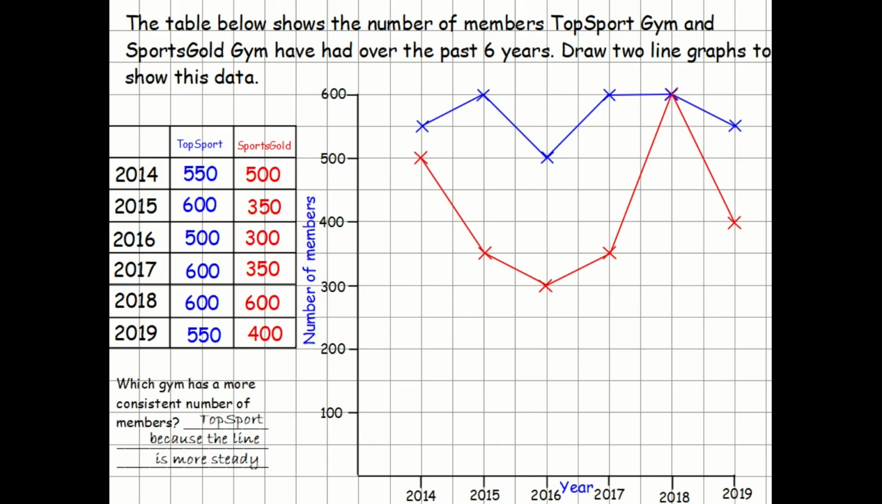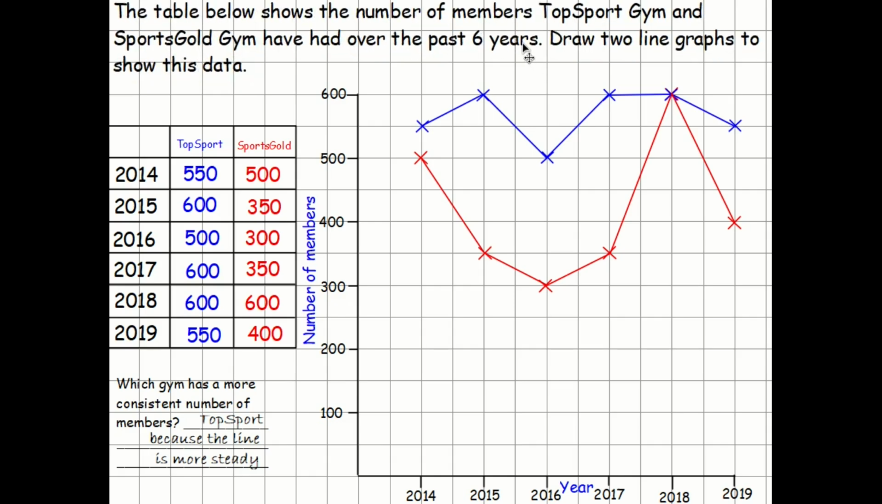So we're nearly done. There's just one more thing that I need to do on this line graph, and that is to give it a title. So I'm going to do that. Move this up a little bit and give it a title. And this says line graphs showing the number of members of Top Sports and Sports Gold gyms. And that is drawing line graphs.